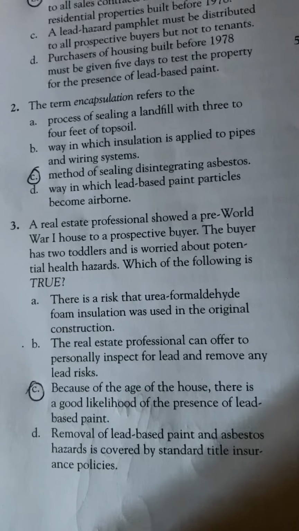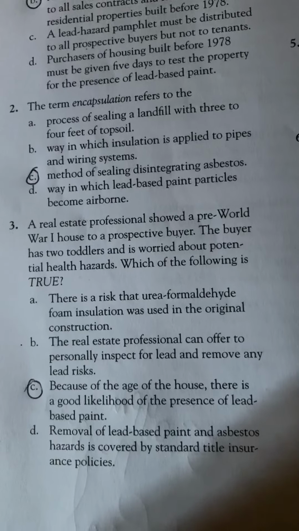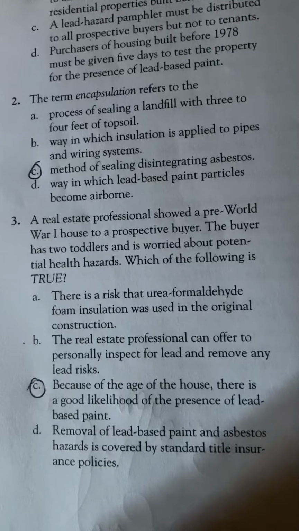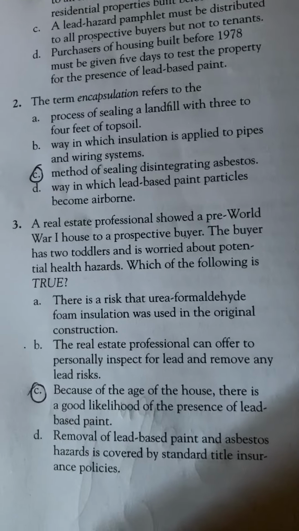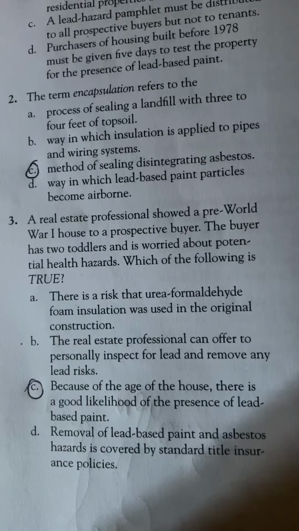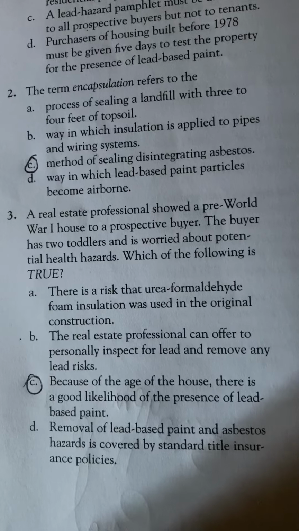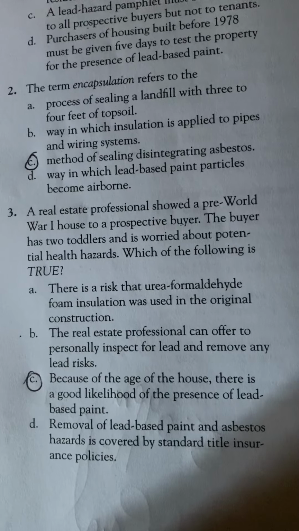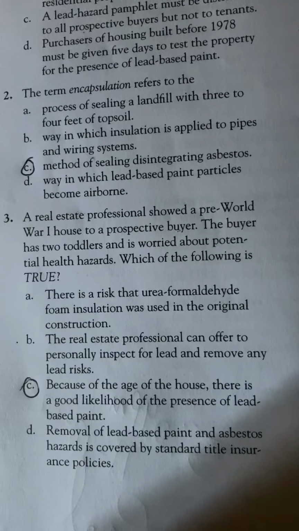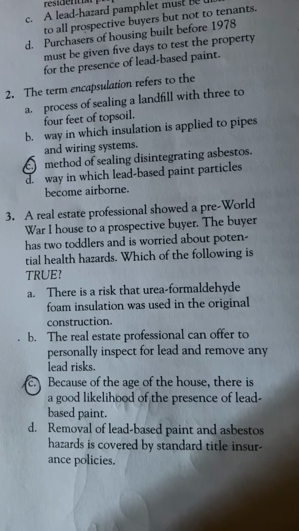A. There is a risk that urea formaldehyde foam insulation was used in the original construction. B. The real estate professional can offer to personally inspect for lead and remove any lead risks. C. Because of the age of the house, there is a good likelihood of the presence of lead-based paint. Or D. Removal of lead-based paint and asbestos hazards is covered by standard title insurance policies.